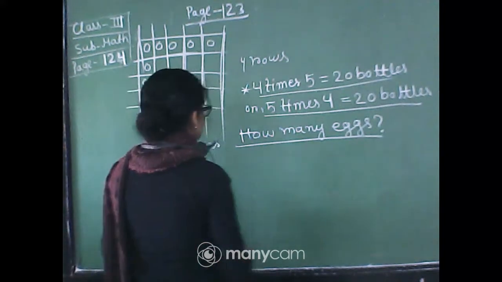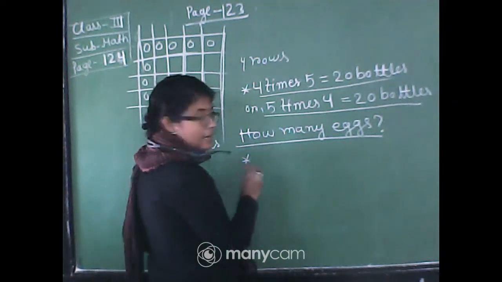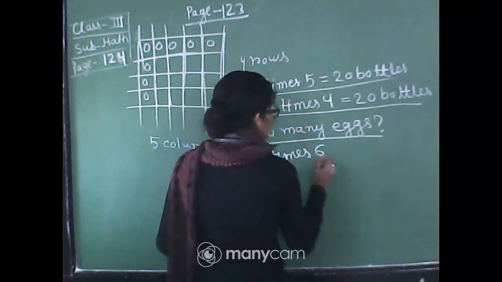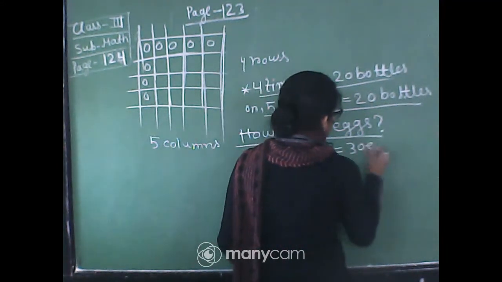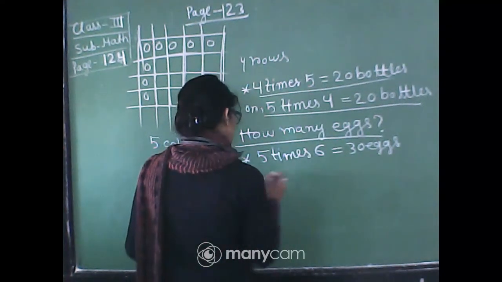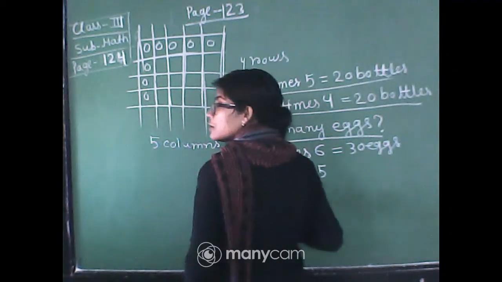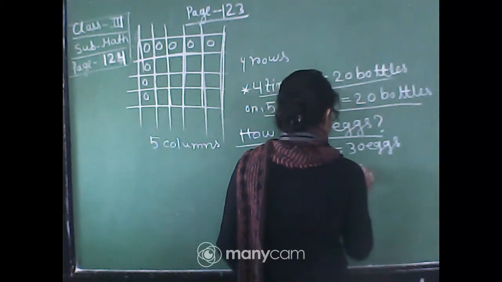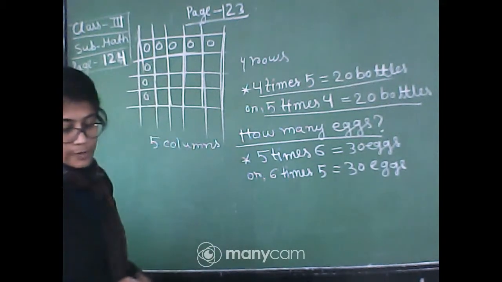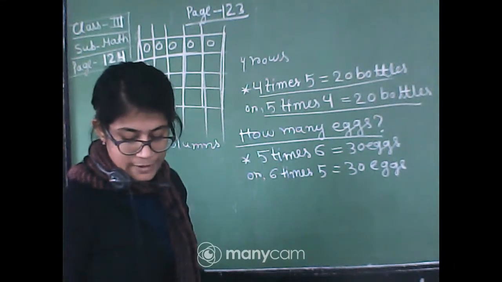So if you take as column versus row, you can write, isn't it? 5 times 6 equal to 30 eggs, and also you can write 6 times 5 equal to 30 eggs. Okay. These two you can write, this is a two option. Which one you want to write, you can write.